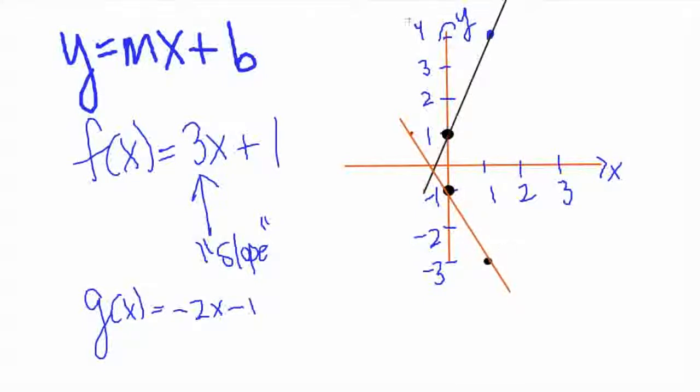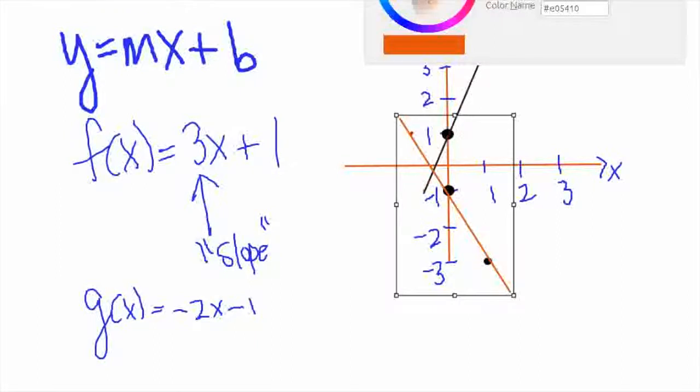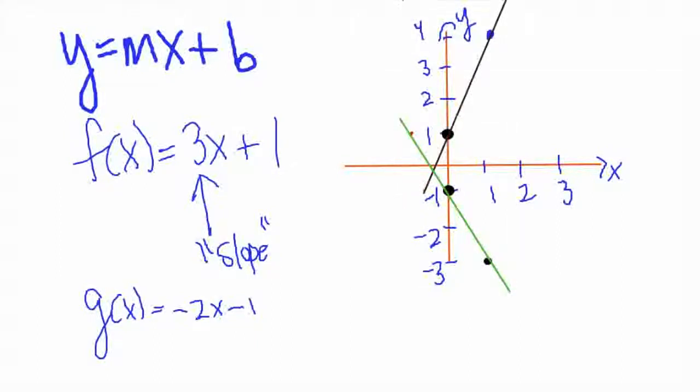There you go. Let's change the color. Let's make it, how about green? Okay, so the black line is the plot of f of x, and the green line is the plot of g of x. And you saw how the coefficients, the m and the b, affected the location and the steepness of the plot.